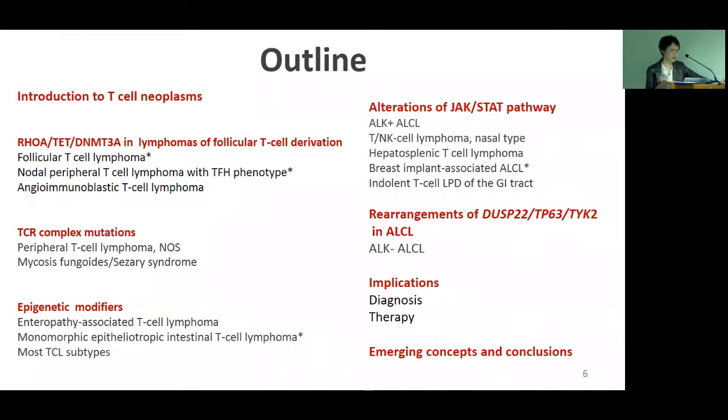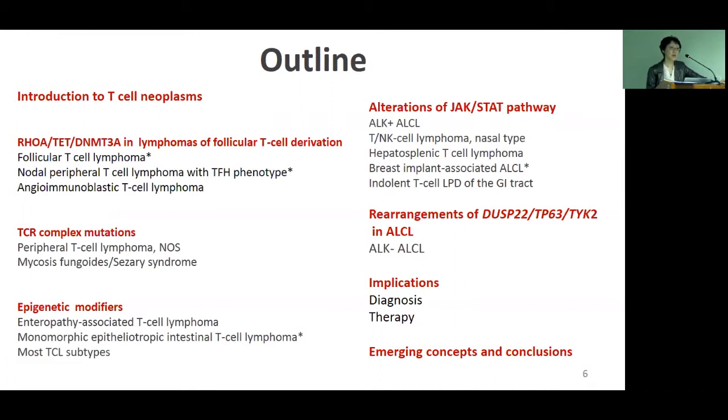The way I organize my talk, I'm going to give a very brief background about T-cell malignancies, and then talk about 5 different areas that we have learned quite a lot about. This is mutations that occur in a group of T-cell lymphomas that arise from the follicular T-cell origin. Then the T-cell receptor-associated mutations that seem to be common in many forms of T-cell malignancies, epigenetic modifiers and the mutations that seem to be quite prevalent in a variety of T-cell malignancies, and then the phenomenon of alterations and activations of components of the JAK STAT pathway that occur in many forms of T-cell lymphomas.